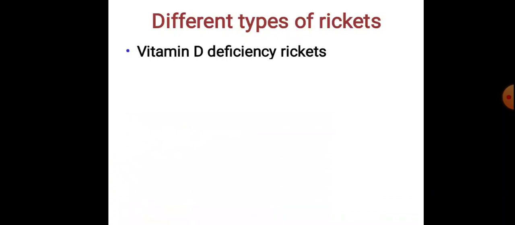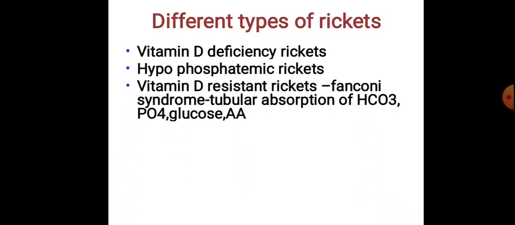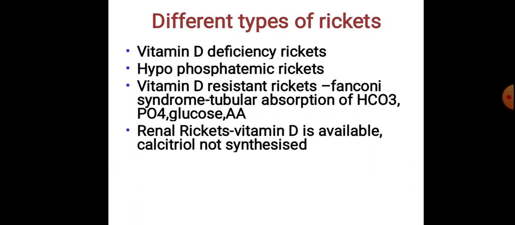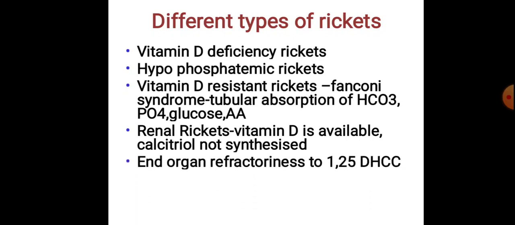The different types of rickets are there. First is vitamin D deficiency rickets, then hypophosphatemic rickets, vitamin D resistant rickets. Fanconi syndrome is associated with tubular reabsorption defects of phosphate, bicarbonate, glucose and amino acids. Then renal rickets, where vitamin D is available but calcitriol is not synthesized, and also end organ refractoriness to 1,25 dihydroxycholecalciferol. Just remember the names of different types of rickets: vitamin D deficiency rickets, hypophosphatemic rickets, vitamin D resistant rickets, renal rickets, and end organ refractoriness to 1,25 dihydroxycholecalciferol.